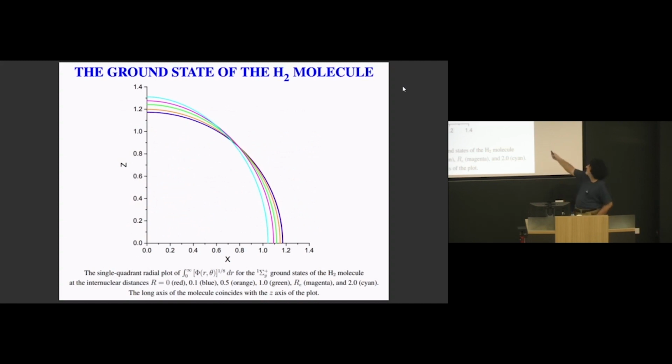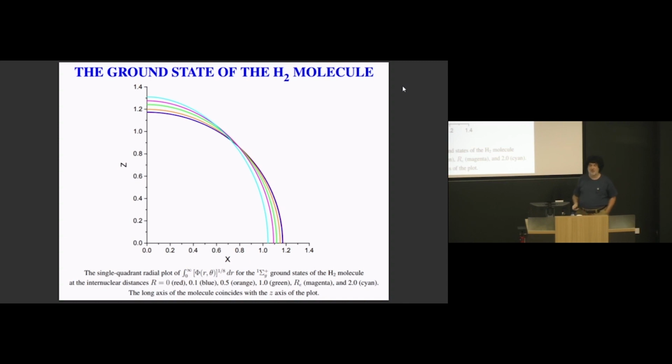Here we have the H2 molecule, and this is a radial plot of the integral of the on-top density to the 1/8 power, which controls things. The distance between the origin of the coordinate system and some point on this plot is the value of this integral in a given direction. The molecule is oriented along the z-axis.